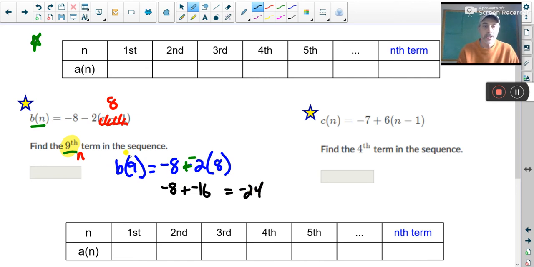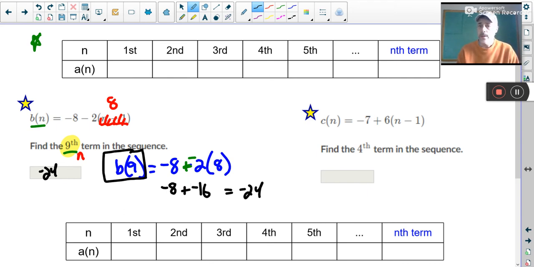So my ninth term is -24, and that's what I would type into Khan Academy. Khan Academy has a little calculator on this one, so you can click the calculator button, similar to Desmos, and then go ahead and do that math if you don't have a calculator on you.